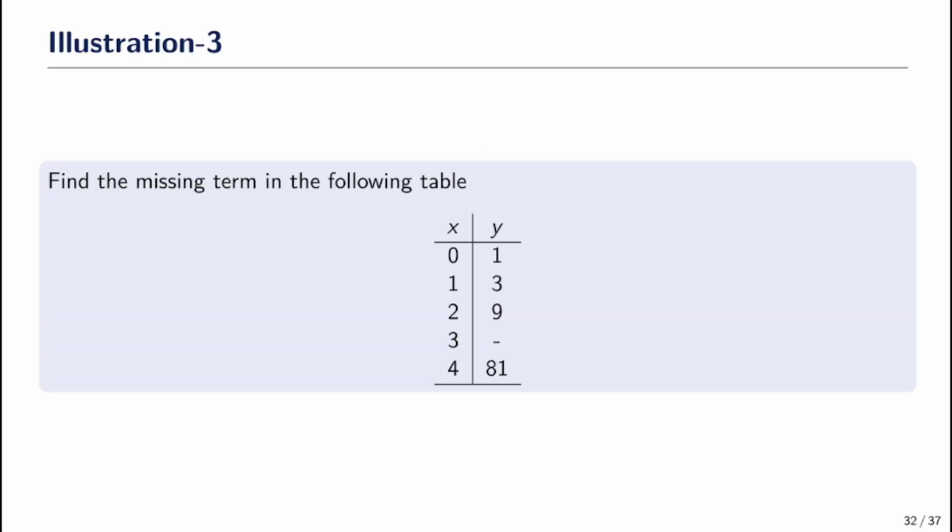Now we will move to the third illustration, which we have introduced in the previous video. You are supposed to find the missing term of the following table. You might have identified the pattern and found the value yourself. Now we will use Newton interpolation formula.